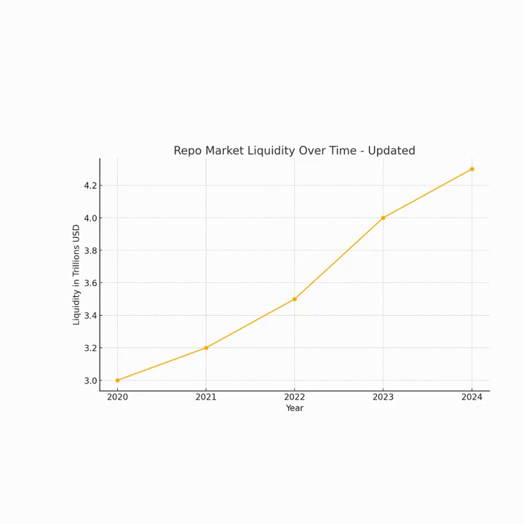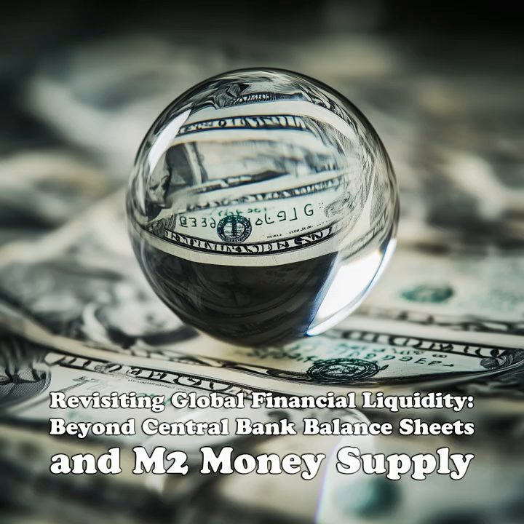Chart 2. Repo market liquidity over time. This chart shows the evolution of repo market liquidity from 2020 to 2024, demonstrating how liquidity in this market has grown and how it impacts overall financial conditions. Offshore USD liquidity. The Eurodollar market, consisting of USD deposits held outside the US, is another significant source of global liquidity. This market operates independently of the US Fed and has grown substantially, especially as the global demand for USD increases. Cryptocurrencies and alternative liquidity.